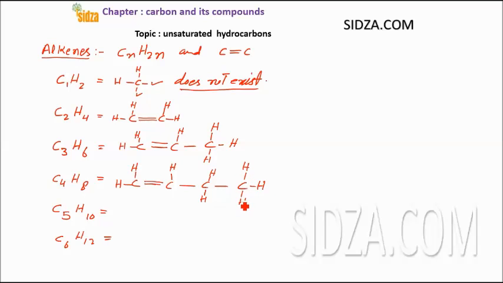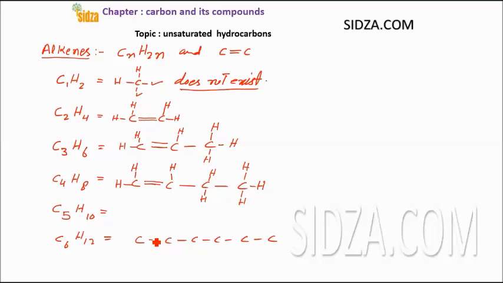Now the total number of hydrogen atoms: 1, 2, 3, 4, 5, 6, 7 and 8, right? So you get C4H8. Similarly, we can draw C5H10, and C6H12 exactly the same way. Let's draw C6H12. 6 carbon atoms, 1, 2, 3, 4, 5 and 6.